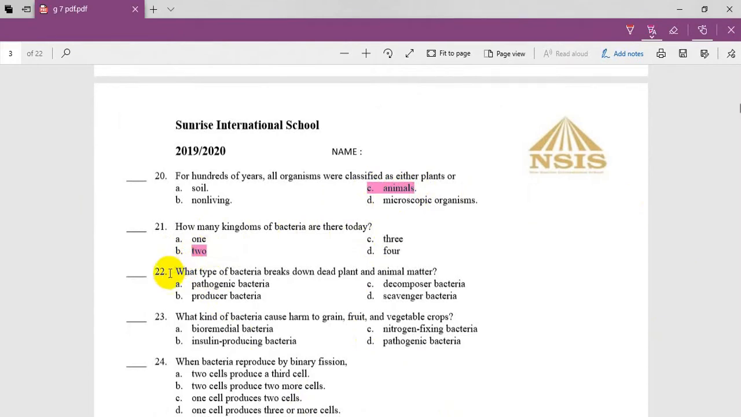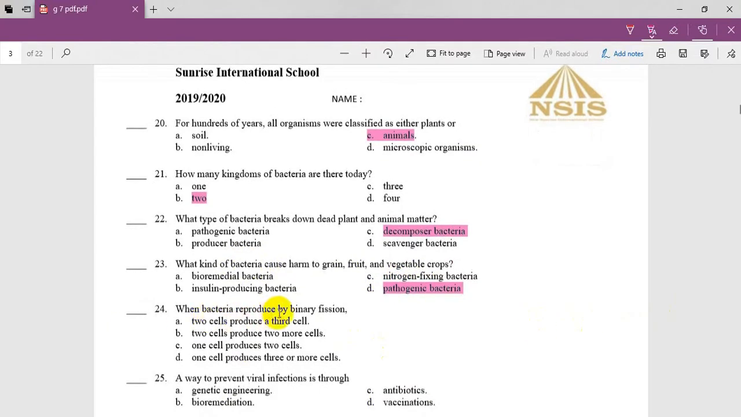Question 22: what type of bacteria breaks down dead plants and animals? This kind of bacteria we call decomposer bacteria. Question 23: what kind of bacteria cause harm to grain, fruit, and vegetables? Here we mean the harmful bacteria which cause diseases. This kind of bacteria is called pathogenic bacteria. The answer is letter D.